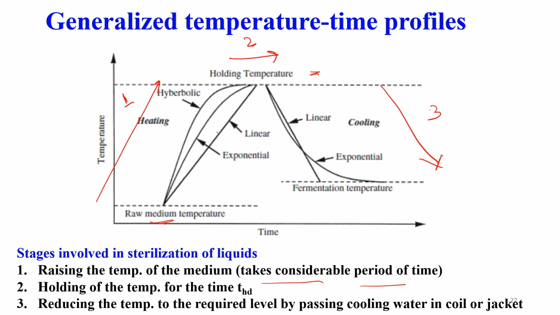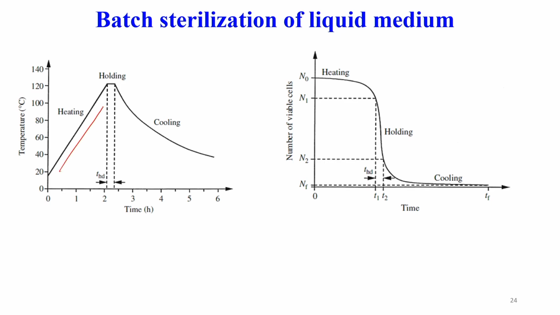You can have a linear trend, an exponential, or a hyperbolic trend. This is the time-temperature graph. Then there will be holding, and further during cooling again you can have a linear or exponential pattern. Now, how is it coming? Because we have seen in the first lecture the modes of heat transfer. If you see the heat transfer by direct steam sparging, it will have the latent heat component as well. Next, when we are heating, it will take some time.